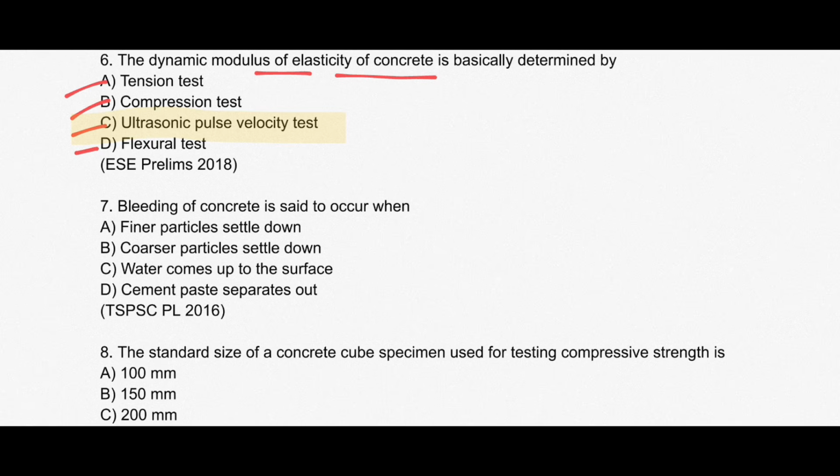Seventh question. Bleeding of the aggregate is said to occur when option A finer particles settle down, option B coarser particles settle down, option C water comes up to the surface, option D cement paste separates out. So the answer is option C, that is water comes up to the surface.